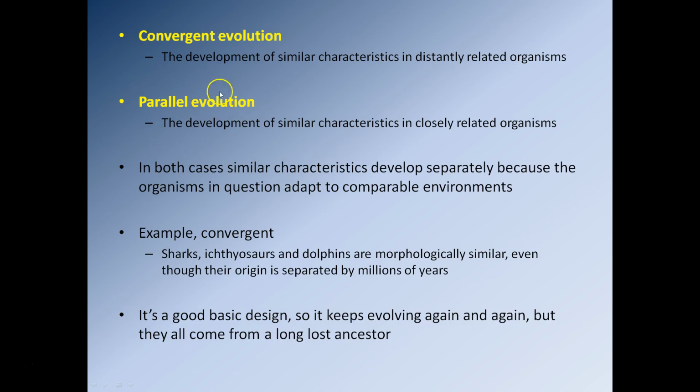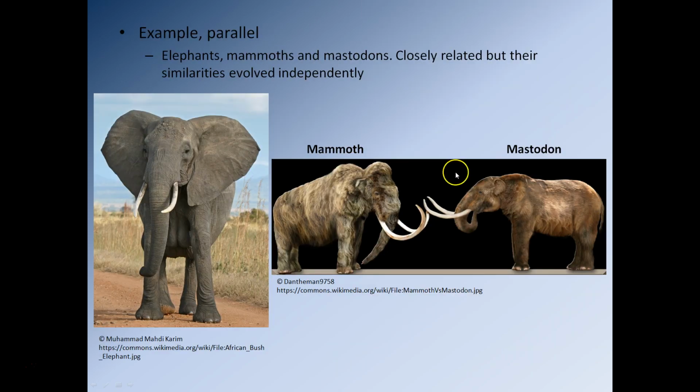So now we need to think about parallel evolution. That's the development of similar characteristics in closely related organisms. Here's a good example of parallel evolution: elephants, mammoths, mastodons. What you're going to notice is essentially they develop relatively similar designs. Large bodies, large trunks, tusks, ears, everything. The basic body design is very, very similar. Now there are minor differences.